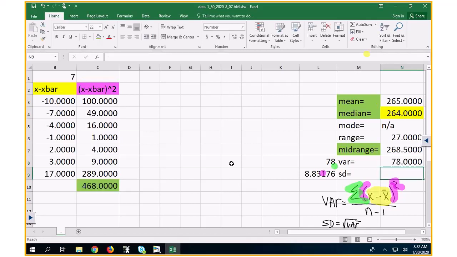There it is. Now we're going to take the square root of that, equals this number raised to the 1/2 power, and it should be 8.83. And you feel good about yourself.